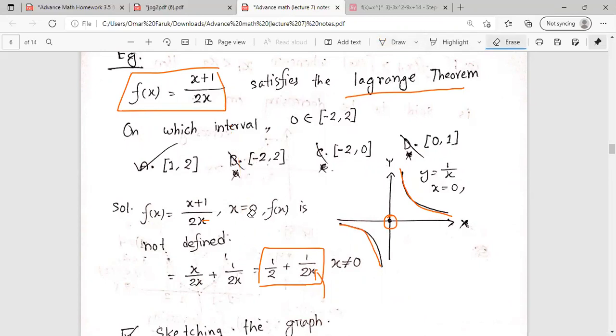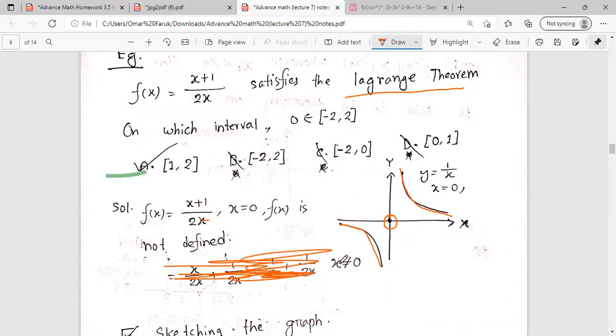Yeah, I can understand this part. Okay, wait a moment. Okay, you don't need this one. Just look at this. Look at the function.